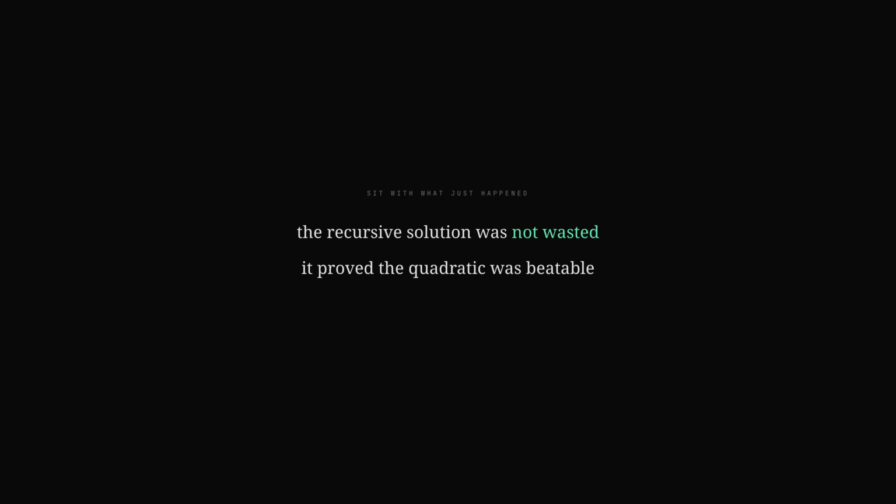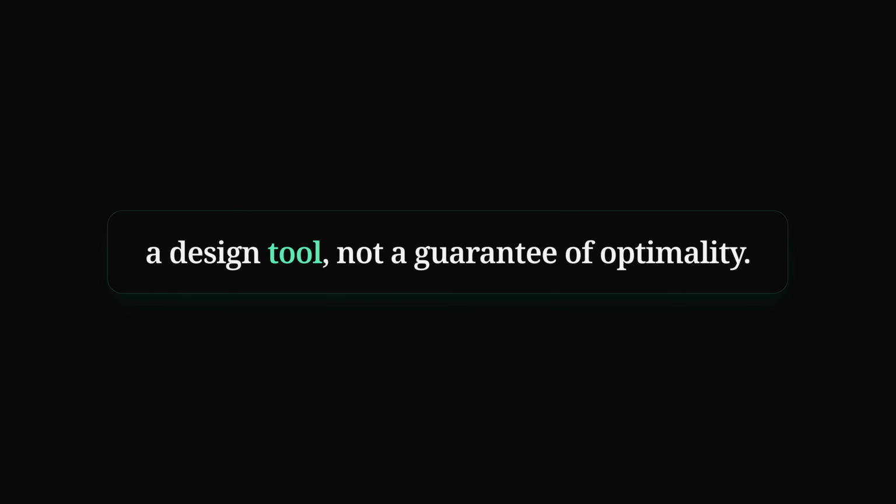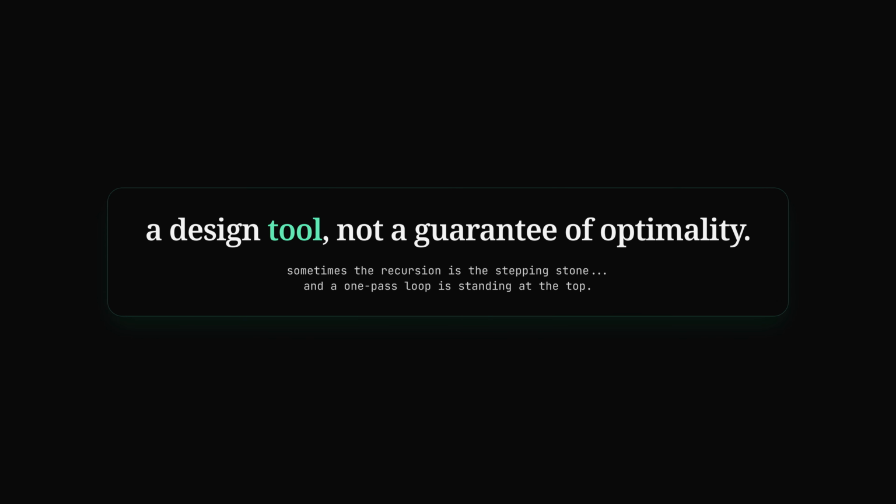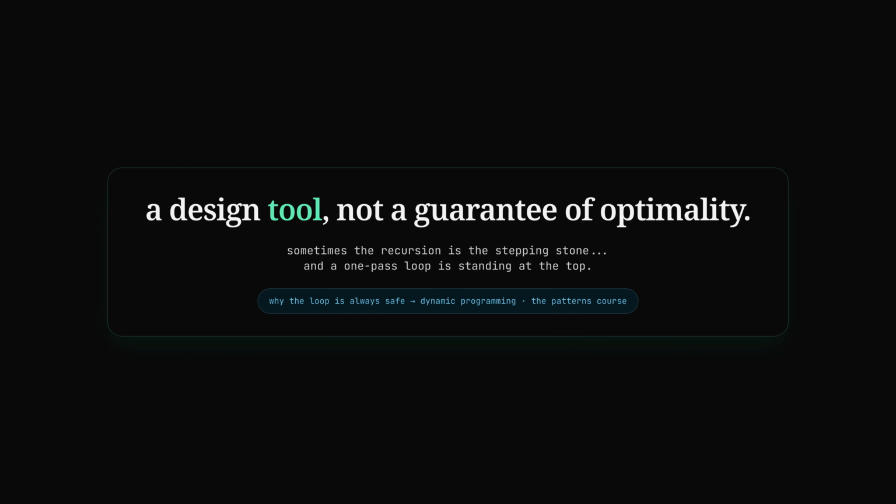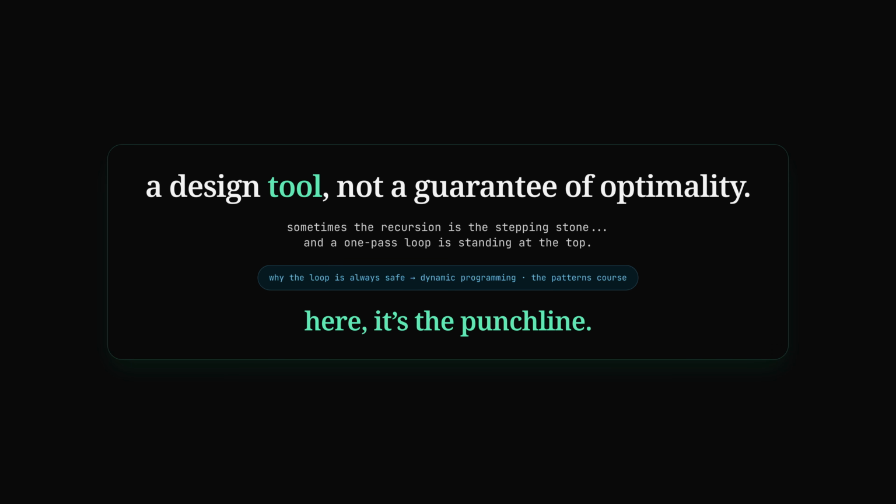Sit with what just happened. The recursive solution was not wasted. It proved the quadratic was beatable, and its crossing scan is quietly load-bearing inside Kadane's loop. But divide and conquer is a design tool, not a guarantee of optimality. Sometimes the recursion is the stepping stone, and a one-pass loop is standing at the top. Why the loop is always safe belongs to the patterns course, under the name dynamic programming. Here, it's the punchline.